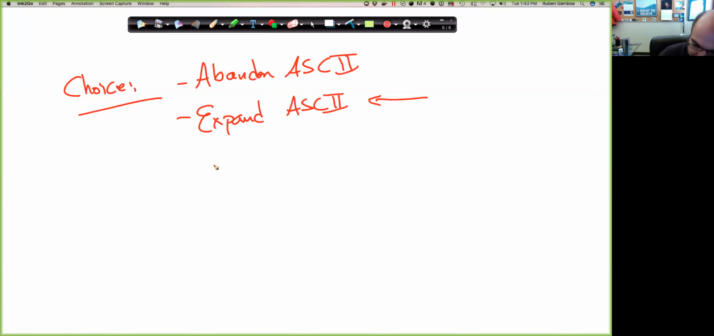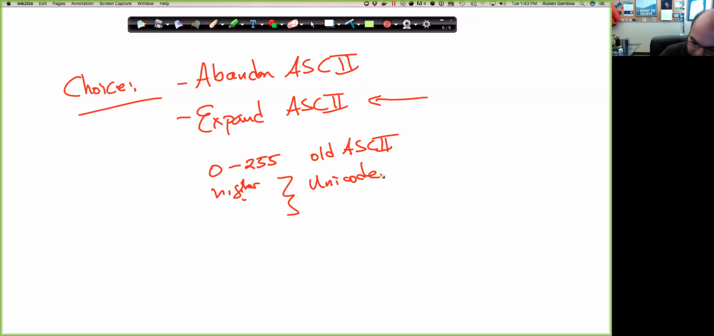Now, that leads to kind of a funny situation. If you have a number in the range 0 to 255, then it is like the old ASCII interpretation. Higher than that, I'll just jump right into the current state of the world, is what we call Unicode. So this can lead to some weird things because you have a letter E, and then you might have an E with a tilde and an E with a back tilde.